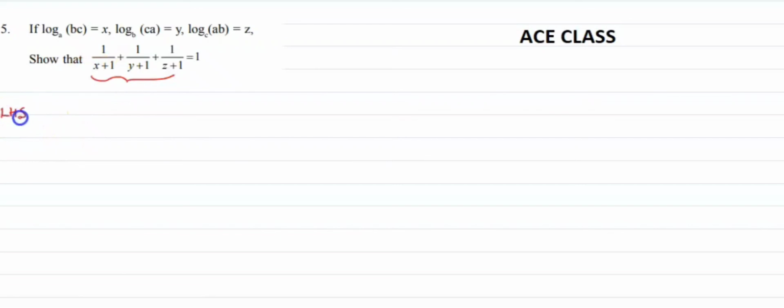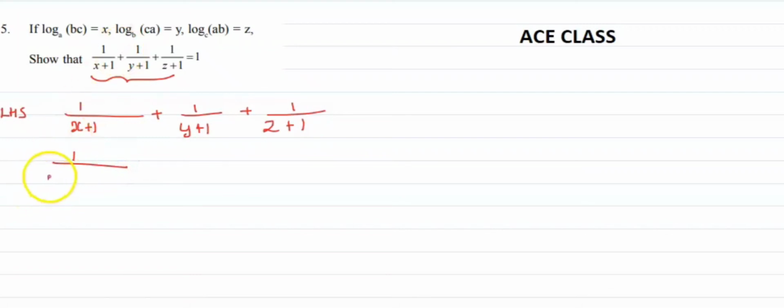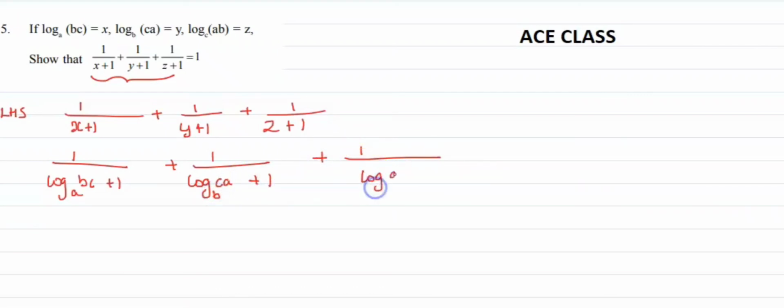So consider the left hand side, that is 1 over (x plus 1) plus 1 over (y plus 1) plus 1 over (z plus 1). So what is the value of x according to the question? That is, I can write it as log bc to the base a plus 1, plus y value is log ca or ac to the base b plus 1, plus 1 over log ab to the base c plus 1.